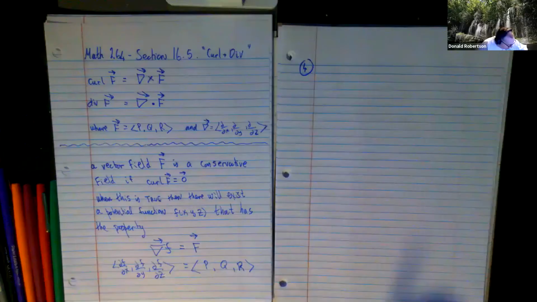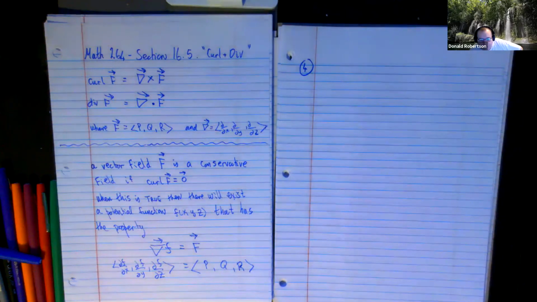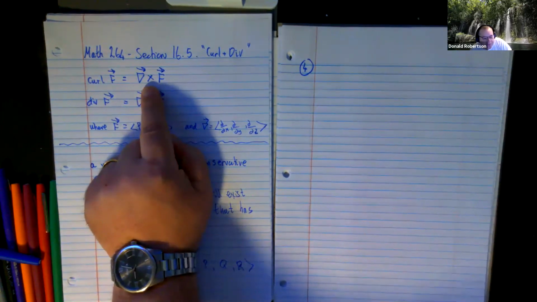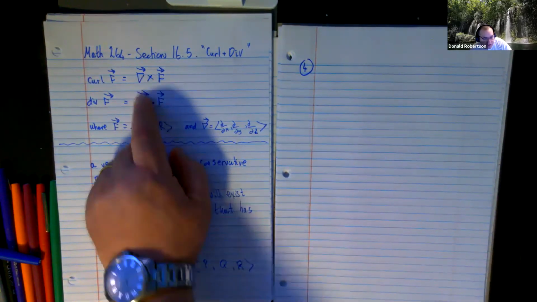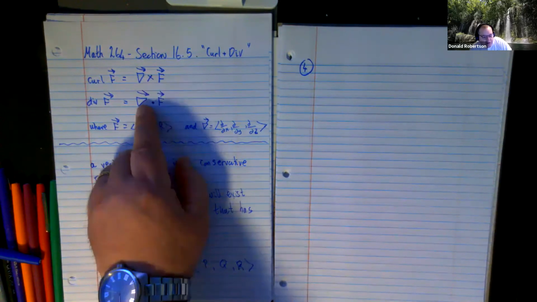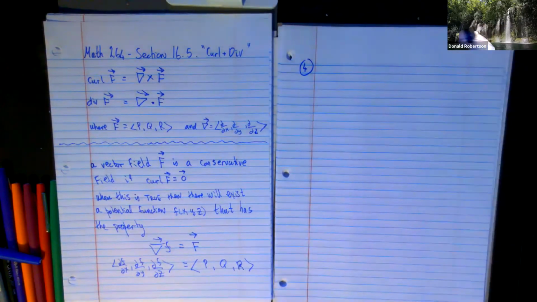That's what we're going to do today, and do as much practice as we have time for. And this is the essentials. I'm using the convenient form of curl and div, the one with the operator delta. So the curl is a vector formed by the cross product, and div is a scalar formed by the dot product.